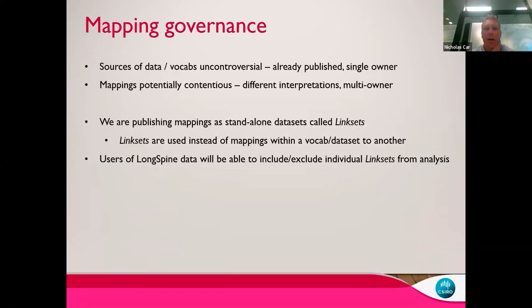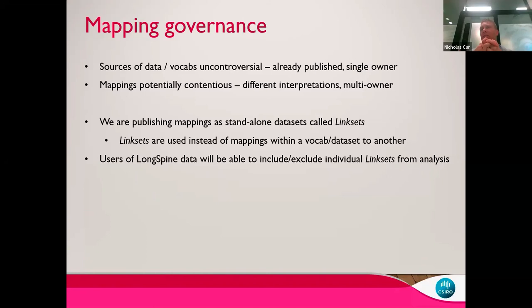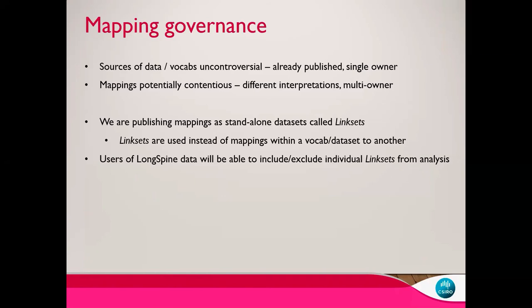Okay, now, mapping governance. The sources of the data that we're using, the vocabularies themselves, are fairly uncontroversial. As I indicated before, most are already published. Most have single owners. So the National Archives have this data set, Finance have this data set, et cetera. But the mappings between these data sets are potentially contentious because people can have different interpretations of how terms map. And these are often multi-owner things, where you've got two data sets, you're doing a mapping between them, and each data set has a different owner.